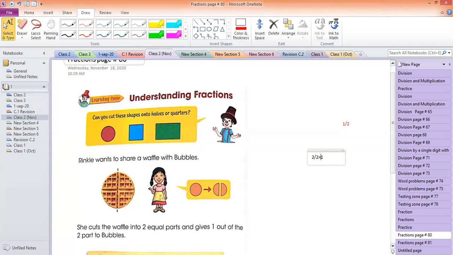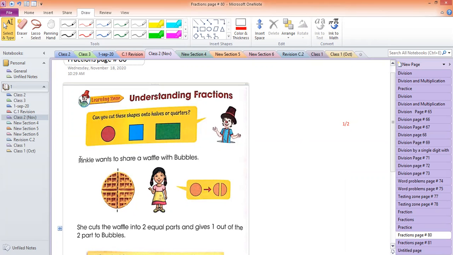That means whenever you have the same number in the numerator and denominator, that is always equal to 1. How? Look here. This is the whole waffle. How many total parts are there? Two parts.